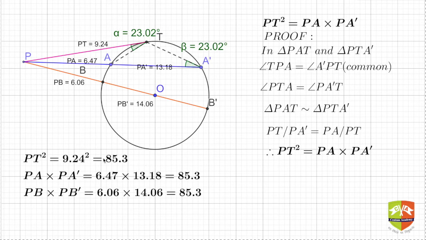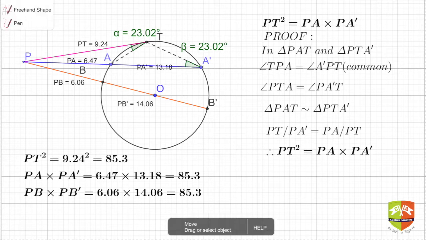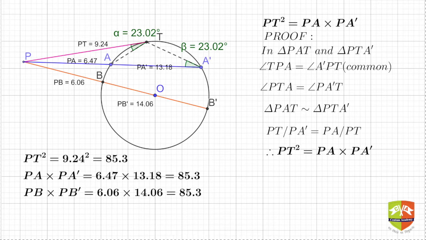What I've done here is I have first of all drawn the entire diagram with GeoGebra software, where I have drawn the circle, the tangent and the chord AA dash, and produced it to point P. We have also joined PO and produced it to cut the circle at B dash and B. So B B dash is a diameter. I hope the construction is clear. PT is the tangent, AA dash is the chord, BB dash is the diameter. All of them produced together on one side are meeting at point P.